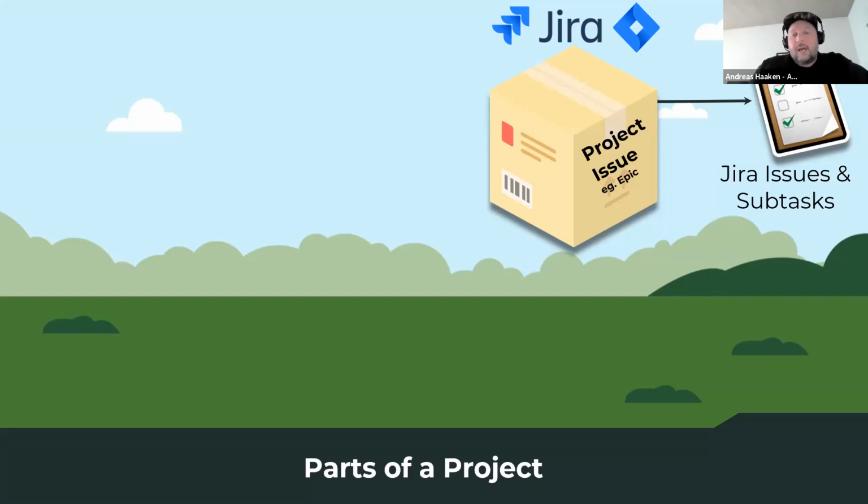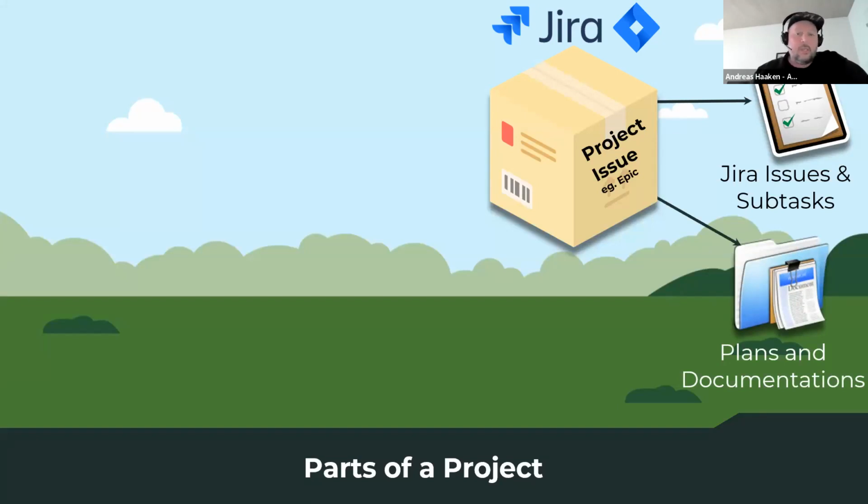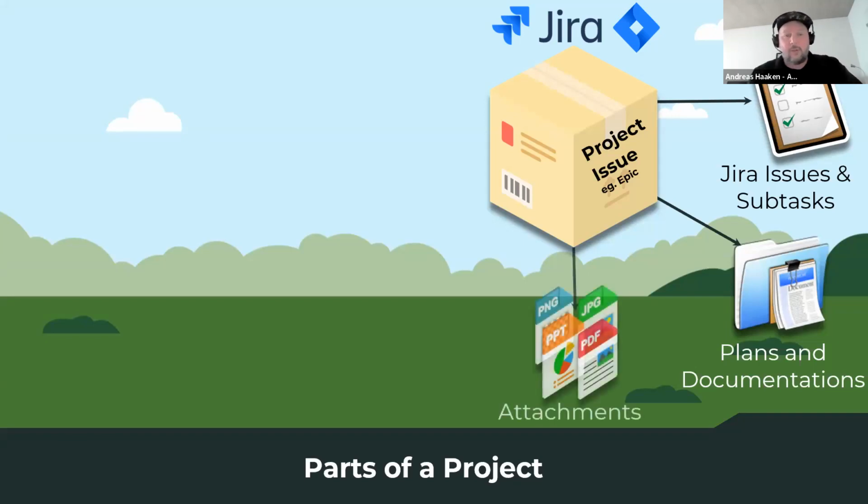The next item, which is connected to this issue, is the plans and documentation. This can be done by Confluence or any other tool, like Google Docs or something. You can just link them to the project. Of course, everything should not be far away in terms of click paths. Then you can have the attachments at your project, like contracts or any requirement documentation, which is also very easily attachable to your issue.